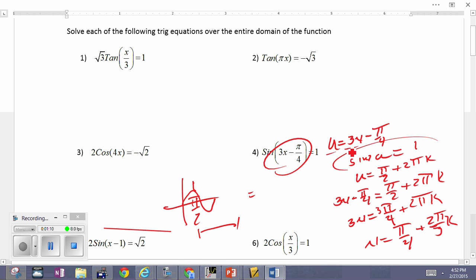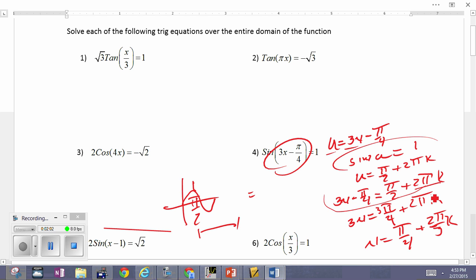Now, u, however, is 3x minus pi over 4. Let's not forget that. So what we want to do is solve this new equation, resulting from the substitution, for x. We add pi over 4 to both sides. But when adding pi over 4, we can only add it to the pi over 2 expression, not to the 2 pi k, because that is multiple wavelengths. Adding a quarter pi to a half pi gives you 3/4 pi, plus the 2 pi k.